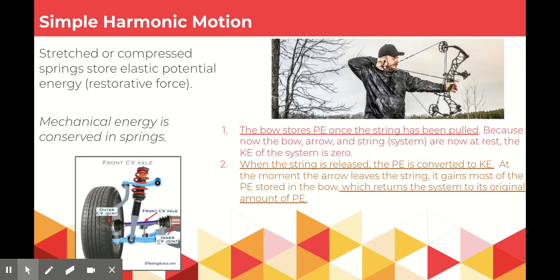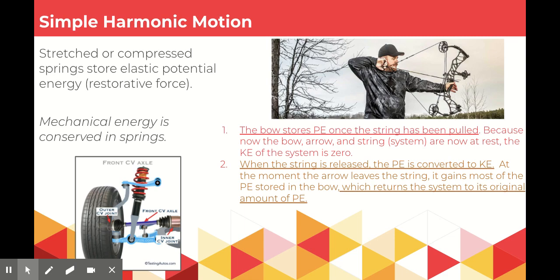So when it's at rest, when you've pulled it back and you're waiting, the kinetic energy of the system is zero, but you have a high amount of potential energy because you've pulled this back, and the draw is going to be however many pounds, like 60 pounds or 75 pounds or whatever, and you have an immense amount of potential energy waiting. Then when you release the string, that potential energy is then converted into kinetic energy.